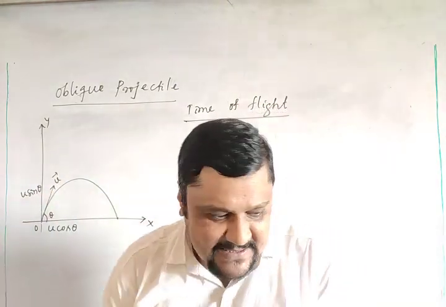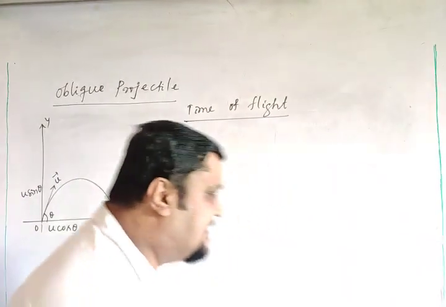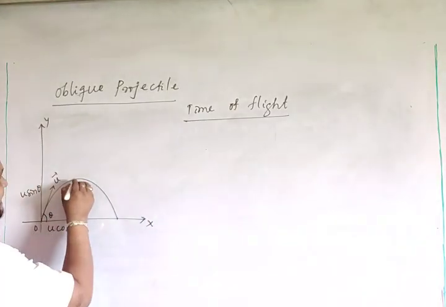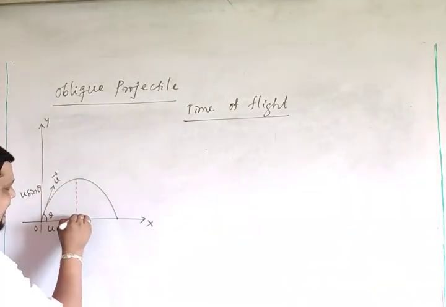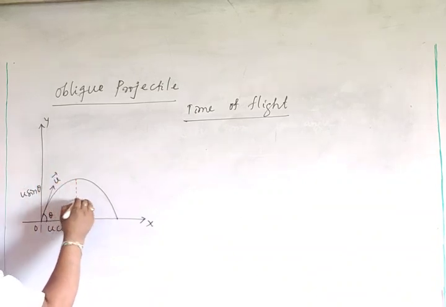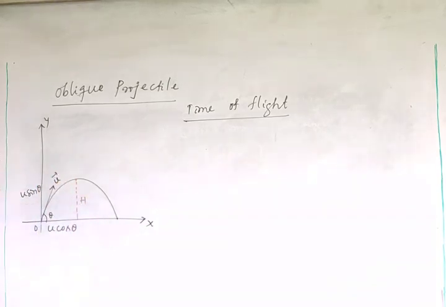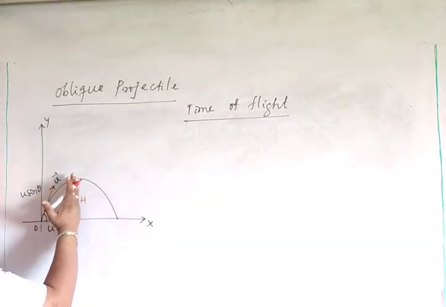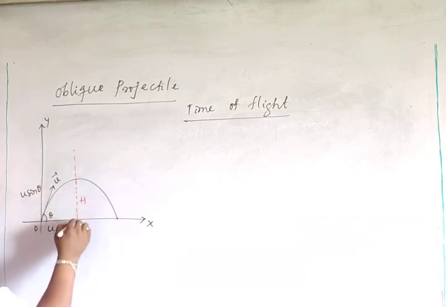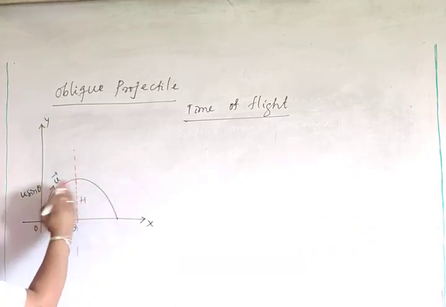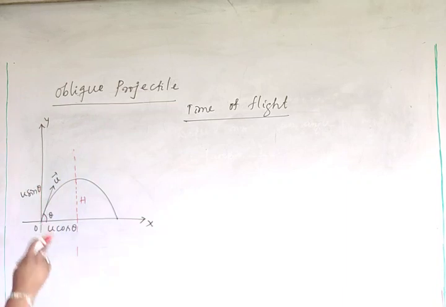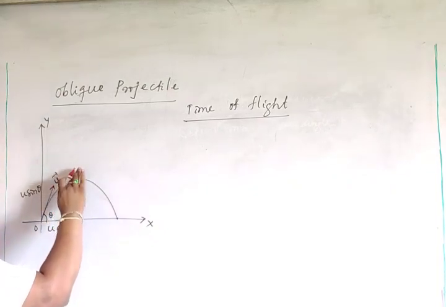Before I calculate this, as you already know, this is the maximum height where it reaches, where the vertical component of the velocity becomes 0. So this is your maximum height h. And in the trajectory case, you already know that this is symmetric about this line. In the oblique projection, if the projectile is projected at an angle theta with the horizontal, it is symmetric.